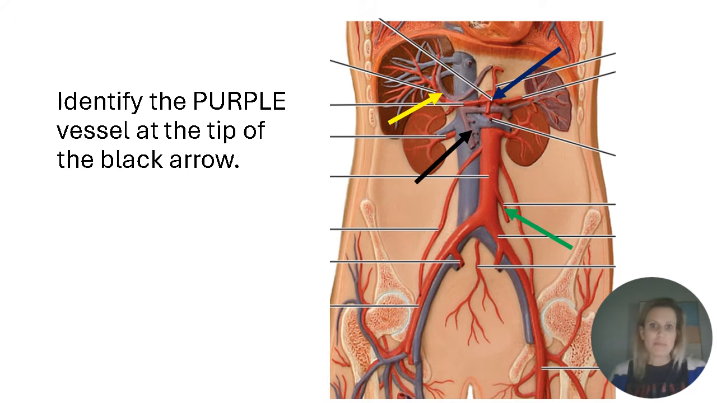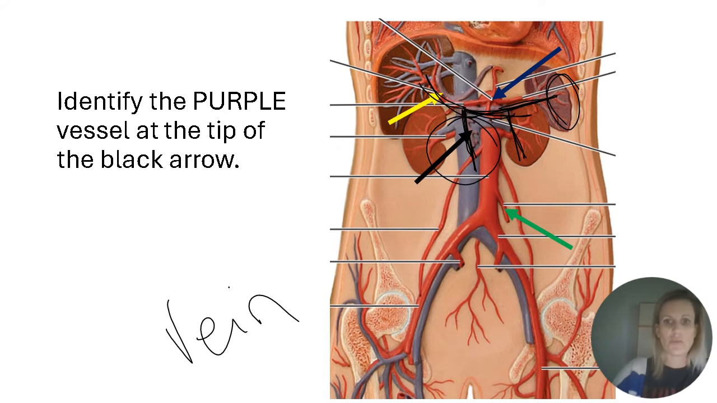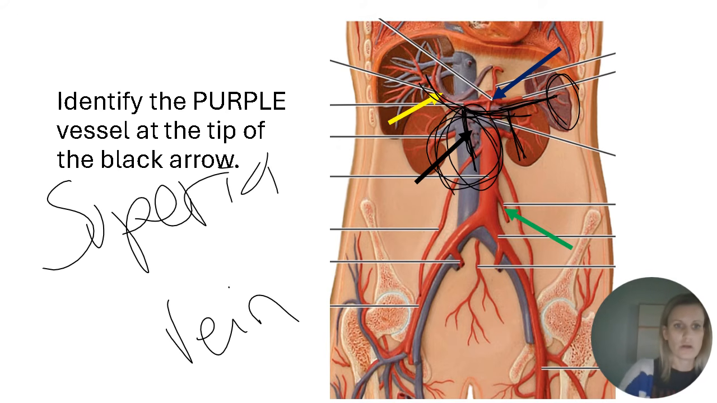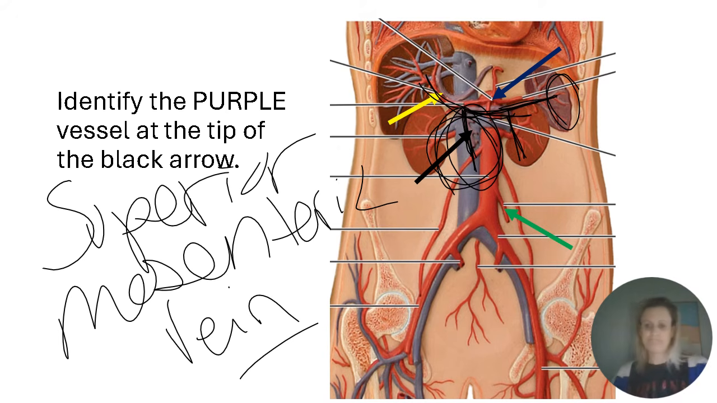The purple vessel at the tip of the black arrow. So purple is portal. So we know right off the bat that this is going to be a vein. Where do we start? We start over here at the spleen. Coming from the spleen is the splenic vein. First one to merge is inferior mesenteric. Splenic continues. The next one to merge is the superior mesenteric, and then they become hepatic portal. So the black arrow is pointing right here to the superior mesenteric vein.